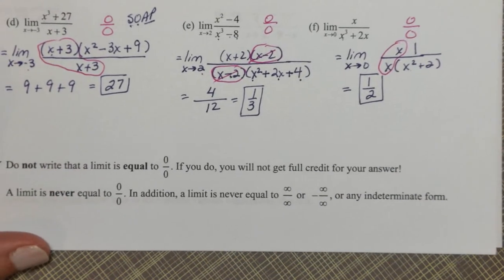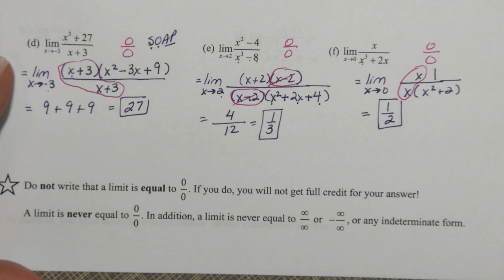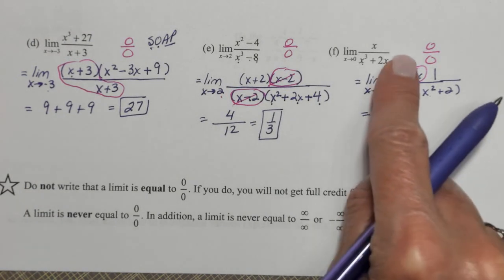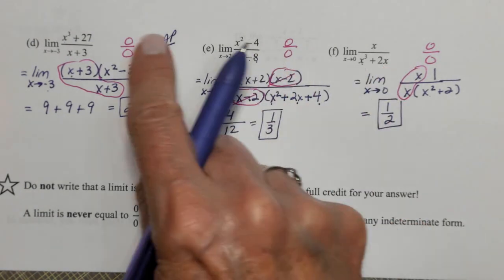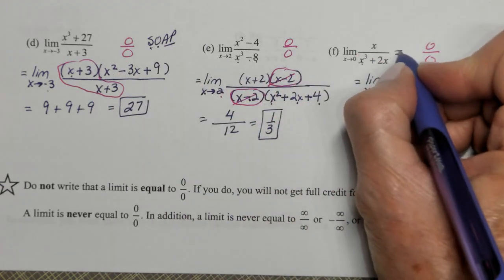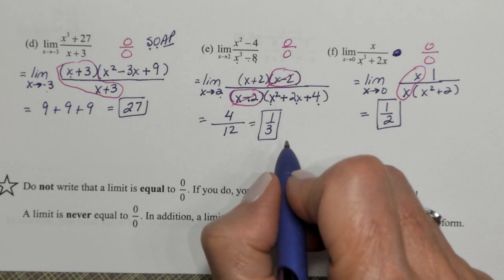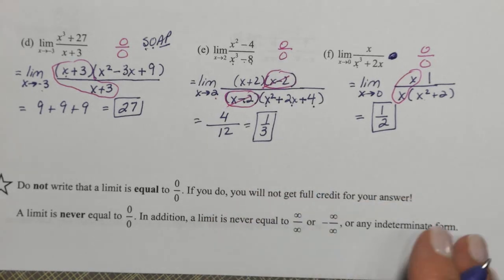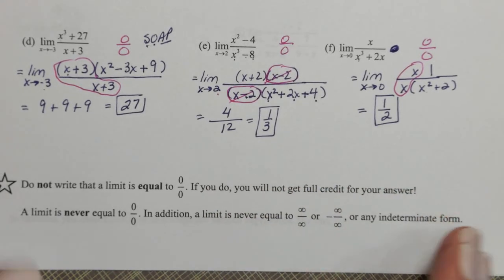And again, remember, do not write that a limit is equal to. In all of these, I did not write equal to. If you accidentally do put an equal to sign, scribble it out or erase it. Don't leave it. You won't get full credit if you have an equal to. You cannot equal a 0 over 0. You cannot equal an indeterminate form.